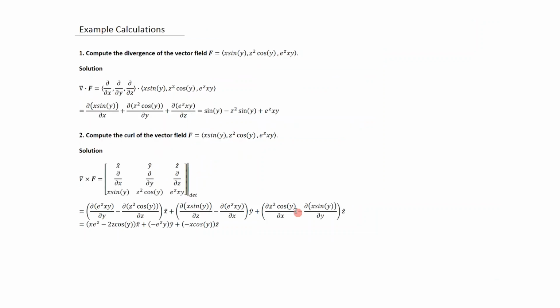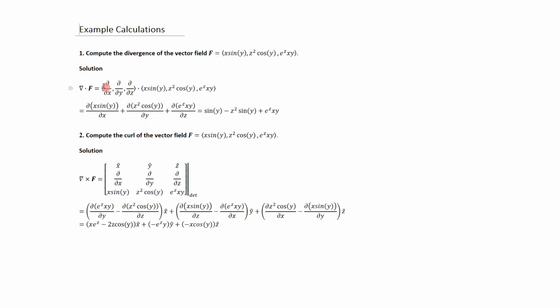Alright, so let's do some quick example calculations. Compute the divergence of the vector field f. You're given this as the vector field. This is the x component, y, and z. And so if we're taking the divergence of this vector field, the del is this vector operator, partial x, y, and z, operating on the vector field with x component x sine y, z component z squared cos y, and z component e power z x, y.